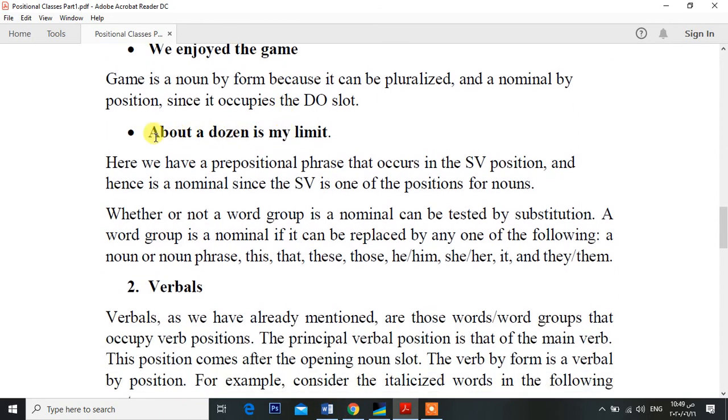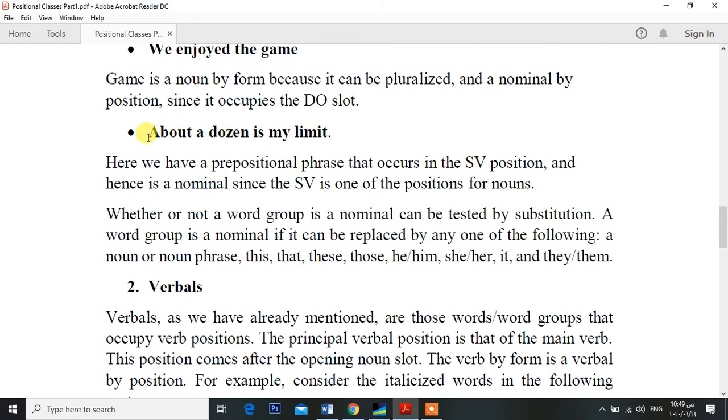The second example: about a dozen is my limit. Here we have a prepositional phrase that occurs in the SV position, subject of the verb position, and hence is a nominal since the SV is one of the positions for nouns. Whether or not, here is a prepositional phrase. Where is it? About a dozen. Here it is a prepositional phrase that occurs in the SV position.